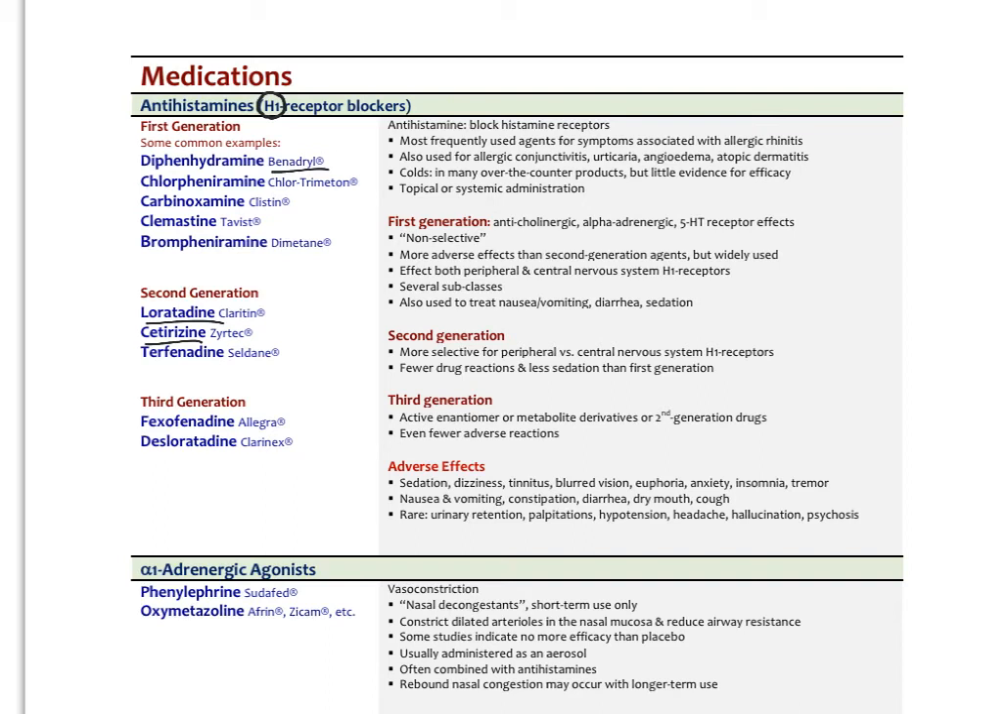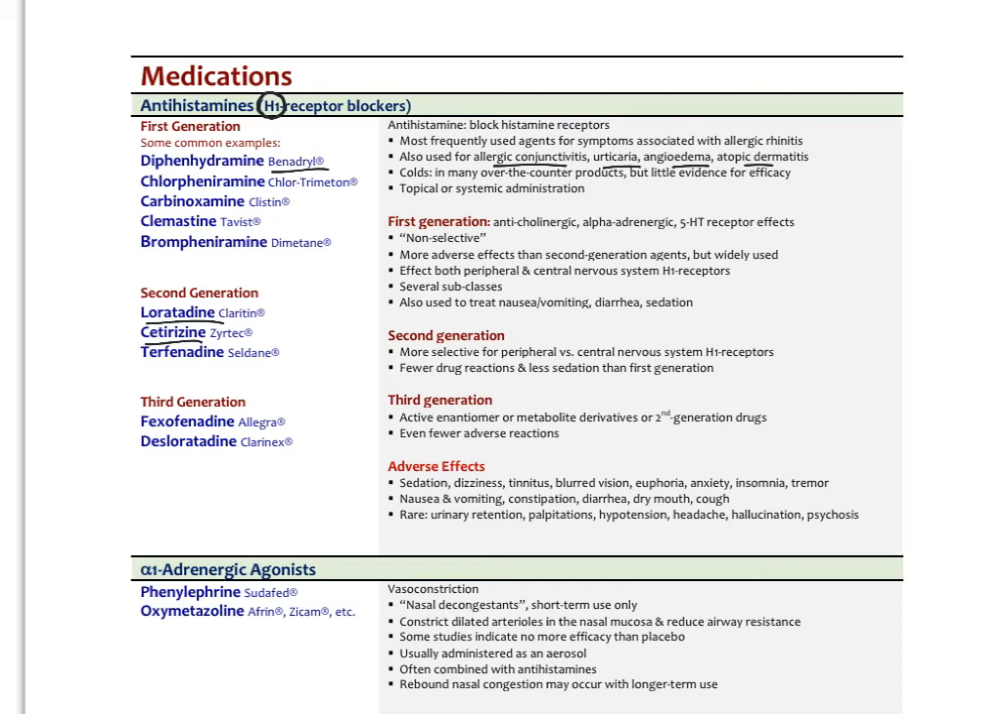Now, why do we have these different generations? Well, it turns out the first generation has a lot more of these systemic effects. They all block the histamine receptors, and so they're used for all sorts of allergic disorders like allergic conjunctivitis and urticaria, angioedema, atopic dermatitis, or eczema.